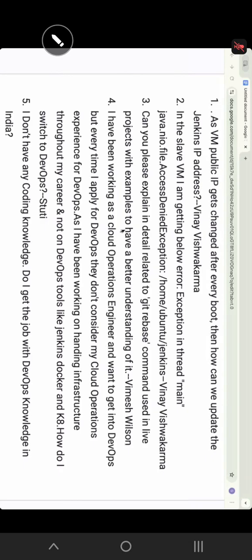Explain in detail the git rebase command used in live projects with examples.